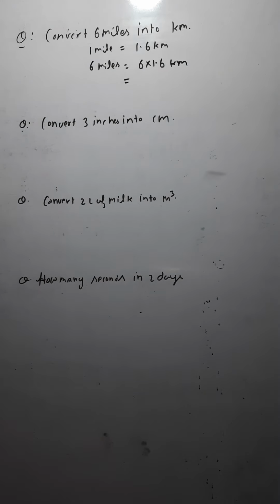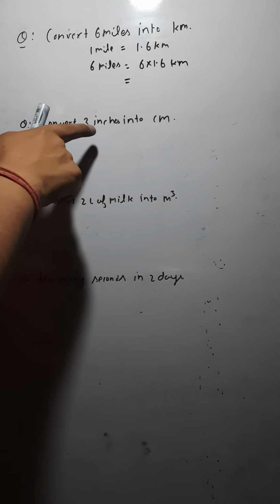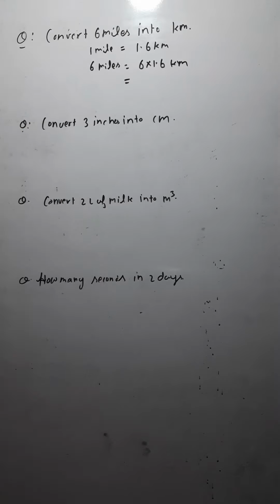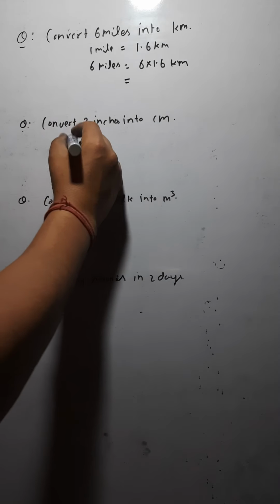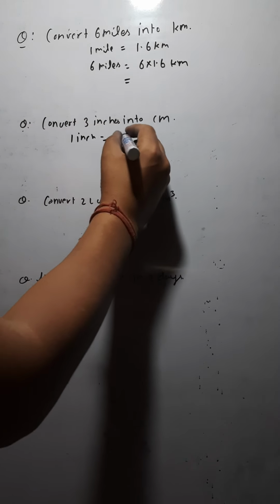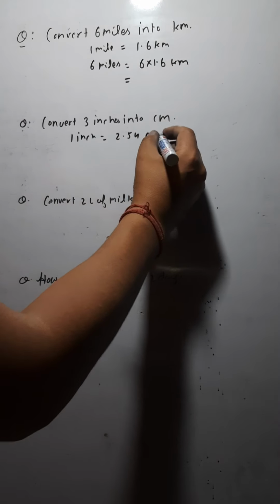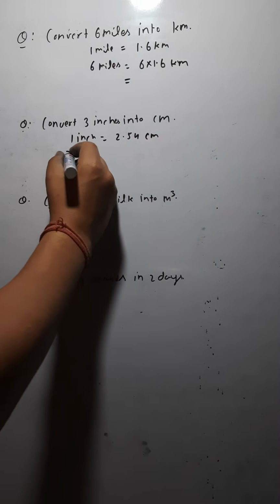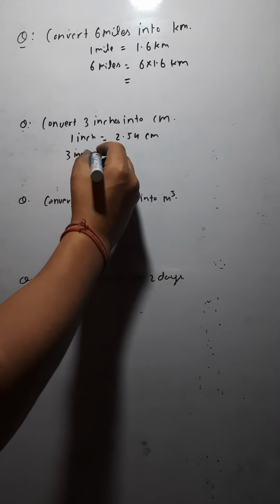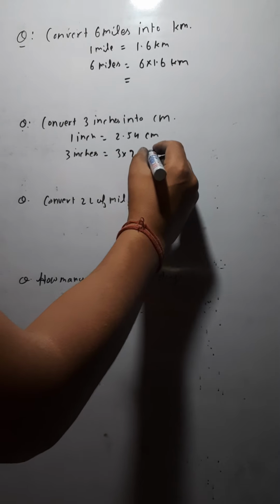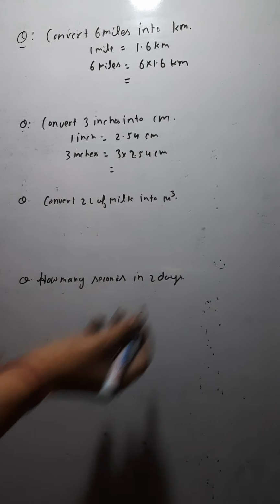Are you getting it? Similarly, you have to convert 3 inches into centimeters. How many centimeters are in 1 inch? In 1 inch you have 2.54 centimeters. So in 3 inches how many centimeters would be there? You would multiply this by 3. Simple. Multiply this and you would get your answer.